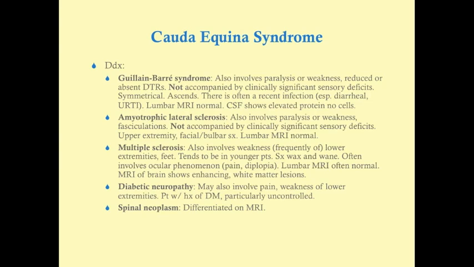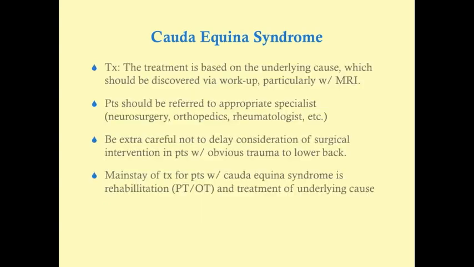Treatment for Cauda Equina syndrome is going to be based on the underlying cause, which should be discovered via workup, particularly with MRI. As mentioned, the number one cause of Cauda Equina syndrome is a slipped disc. Patients should be referred to the appropriate specialist based on their underlying cause, so that may be neurosurgery, it could be oncology, it could be orthopedics, it could be a rheumatologist, and so forth.